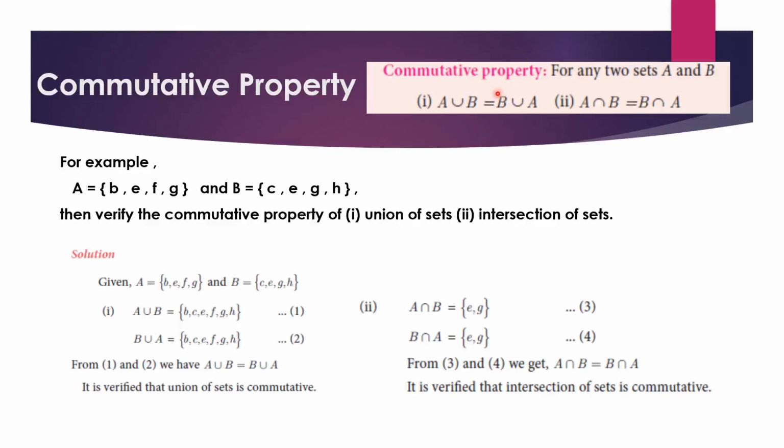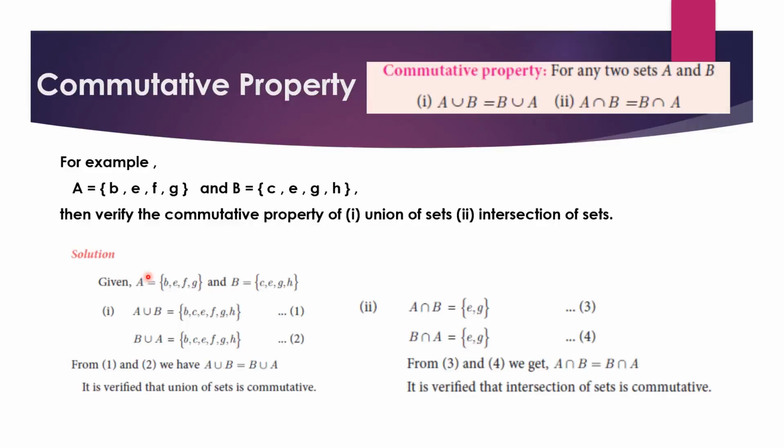In higher secondary also we will study this. Okay, let us see the example. They were given two sets A equal to set of all B, E, F, G and B equal to set of all C, E, G, H. Then verify the commutative property of union of sets, intersection of sets. Here you have to verify both the properties.